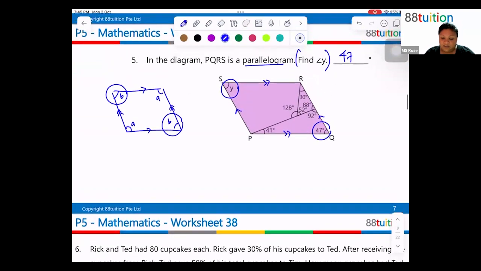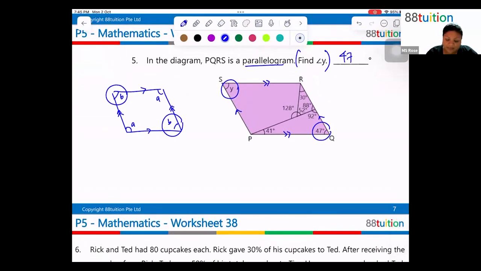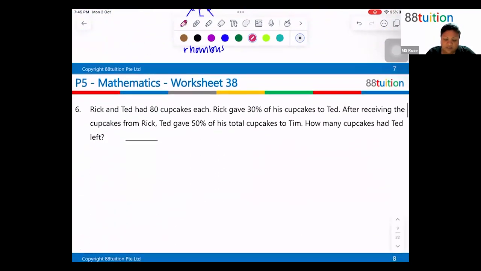Okay, question. So similarly, the properties of a rhombus. A rhombus has all sides equal and the diagonals cut at 90 degrees. So because of that, the diagonal cuts it exactly into two equal isosceles triangles. All right. Okay. Question number 6.